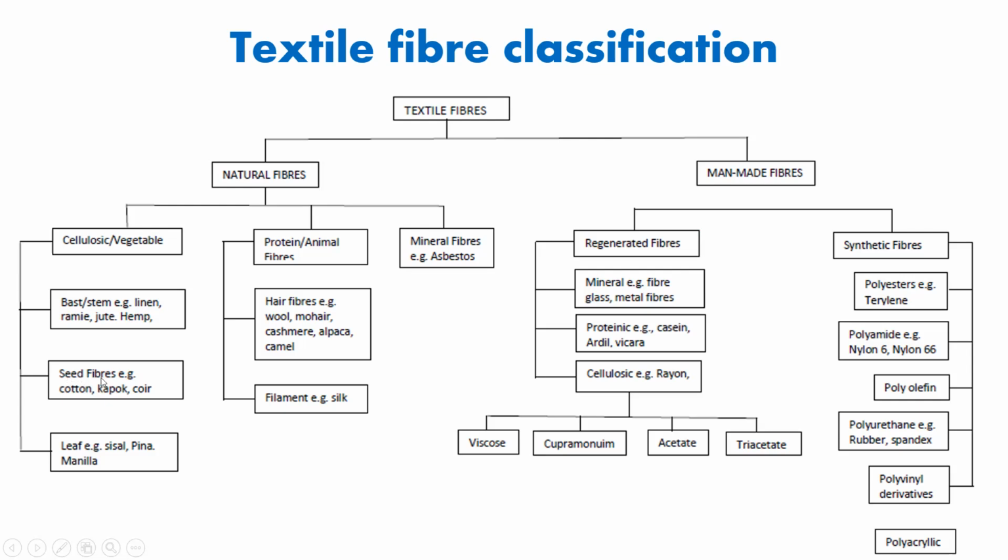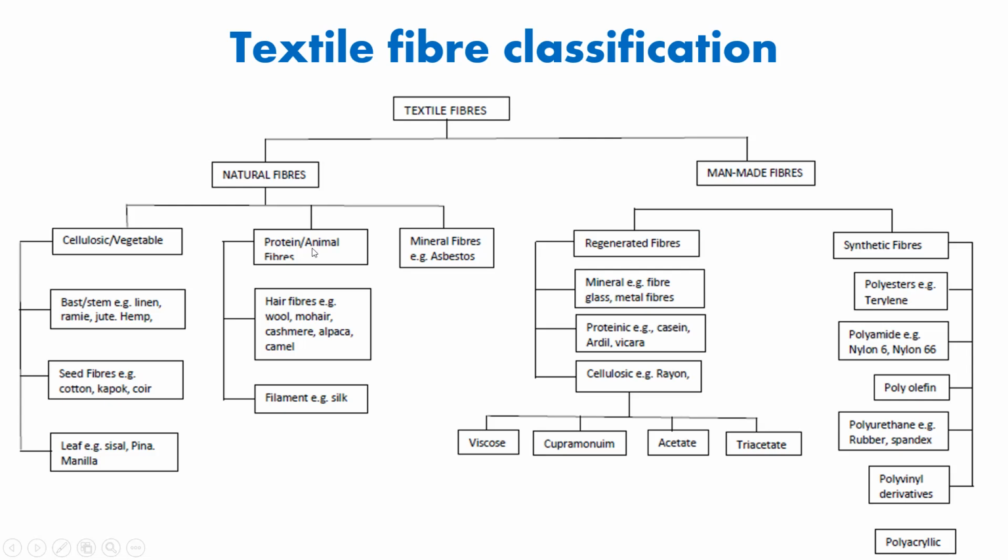Then we have seed fibers. For the seed fibers, we have for example cotton, kapok, and coir. Coir, you get from coconut fibers, the leftovers after you have peeled the coconut. Then we have the last one, the leaf fibers. For leaf, we have sisal, piña, and manila.